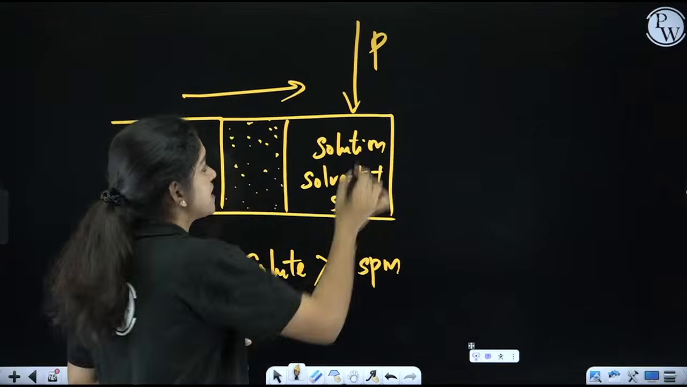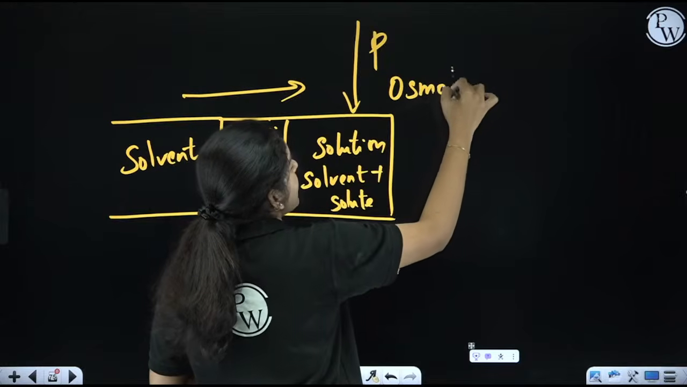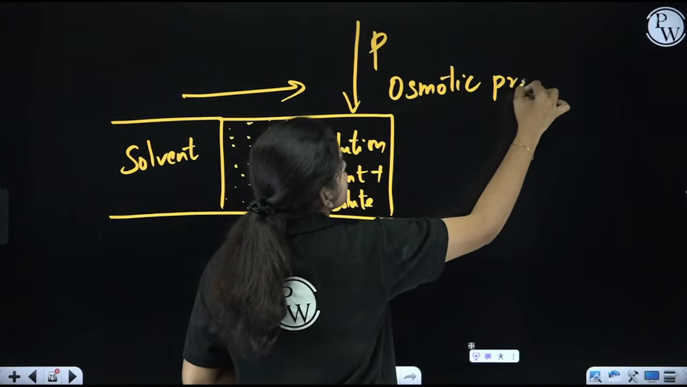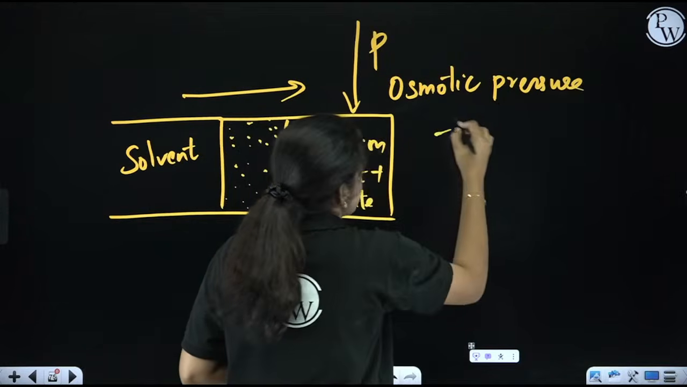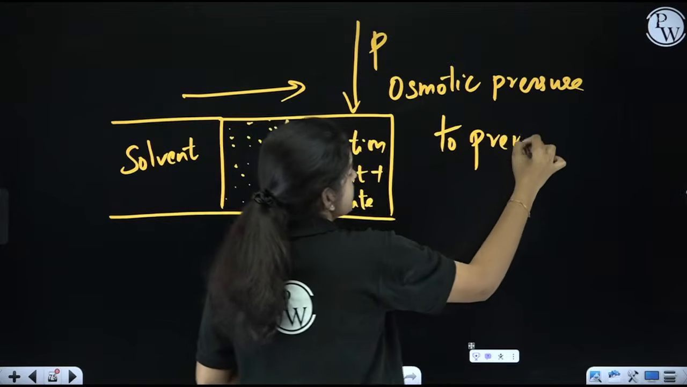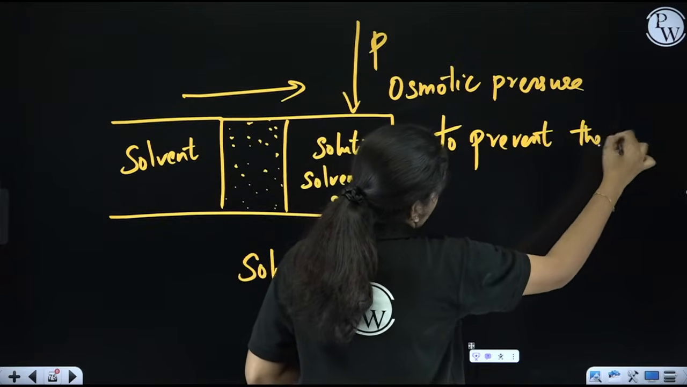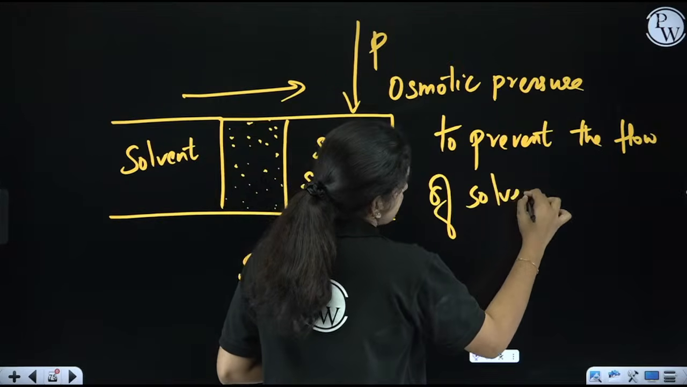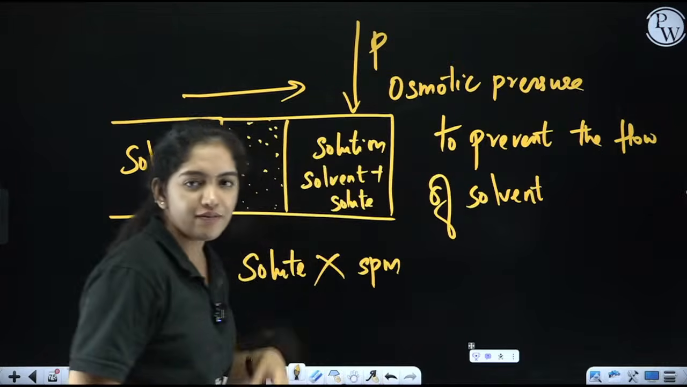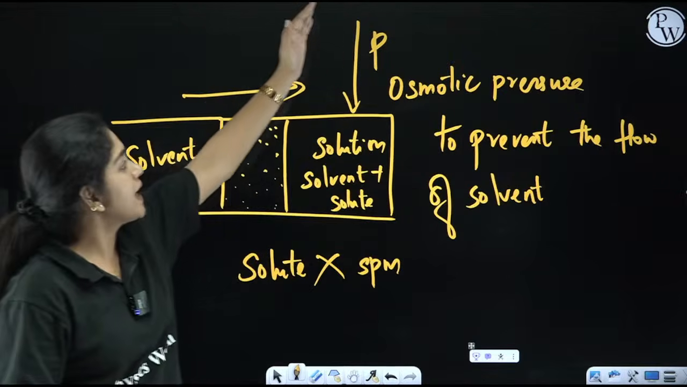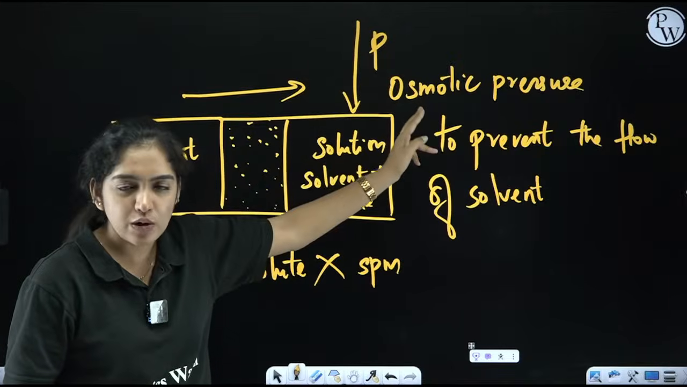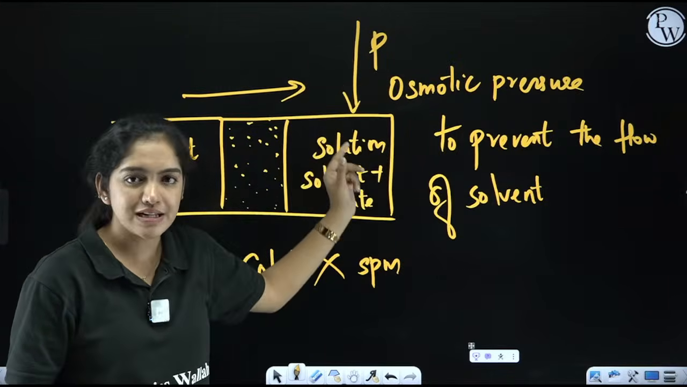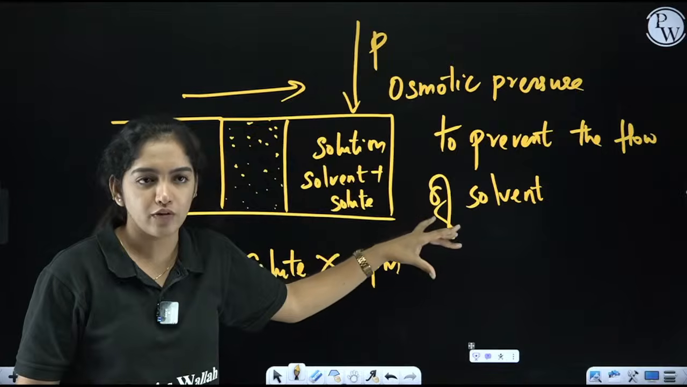What is osmotic pressure? The excess pressure applied on the solution side to prevent the flow of solvent to the solution side. After attaining an equilibrium, we can stop the flow by applying an extra pressure, that is known as osmotic pressure, on the solution side to prevent the flow of solvent.